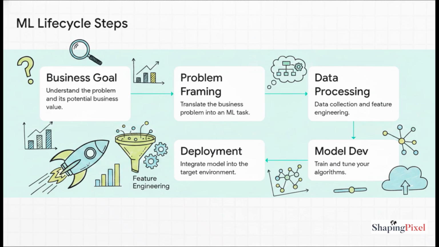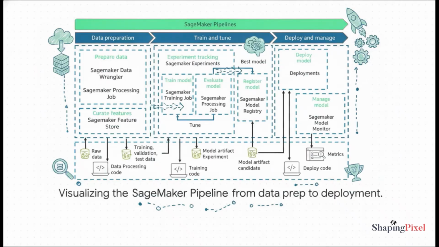And finally, the whole thing culminates in deployment, where your model goes live in a target environment to start making real predictions. When we map those lifecycle phases directly onto the AWS architecture, Amazon SageMaker Pipelines anchors the workflow perfectly. During the data preparation phase, you've got tools like SageMaker Data Wrangler and SageMaker Feature Store prepping and curating the data before a single model is even trained. That flow then moves seamlessly into the train and tune phase and eventually out into deploy and manage. Having a clear mental picture of this pipeline is going to be an absolute lifesaver on exam day.